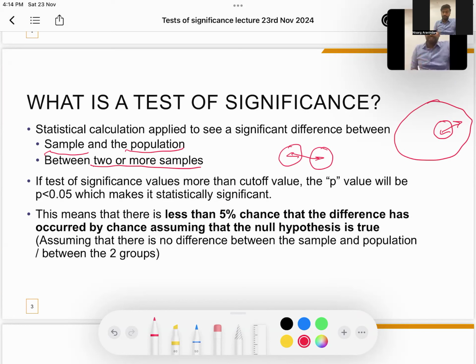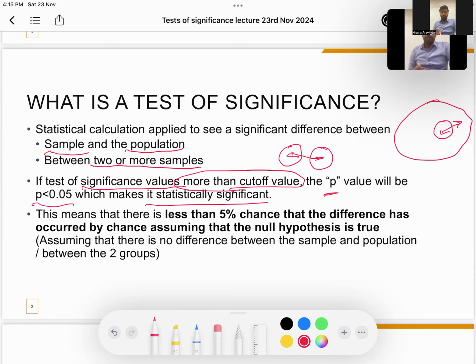Now, any test of significance will have a value, and if it's more than the cutoff value, there's something called a p-value. I'll explain in the next point as well. The p-value will be less than 0.05. I think most residents, most doctors would have heard this. What is a p-value? Is it significant if it's less than 0.05? This is what it means, where it makes it statistically significant.